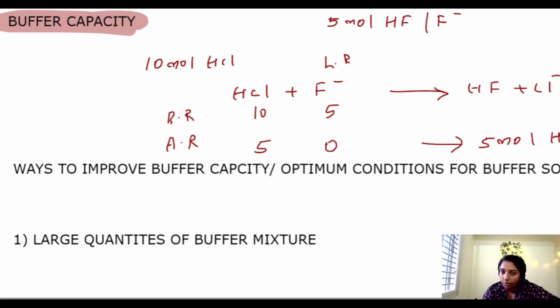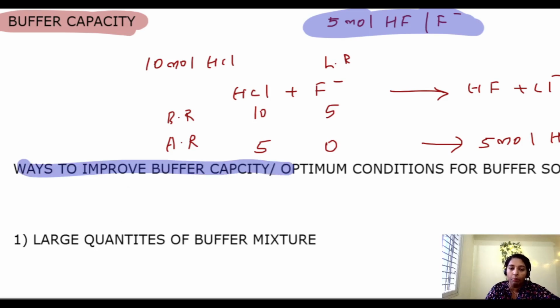Okay? So which means 5 mole of HF and F minus mixture can accommodate only 5 mole of HCl. If you are adding 10 mole of HCl, there is no buffer capacity. They can accommodate a maximum of 5 mole of HCl without changing the pH. Okay, so 5 is the buffer capacity. Clear? Okay. If so, how do we improve the buffer capacity?